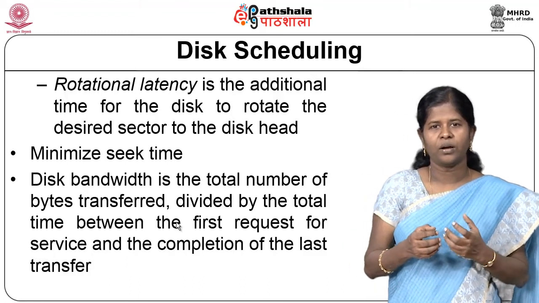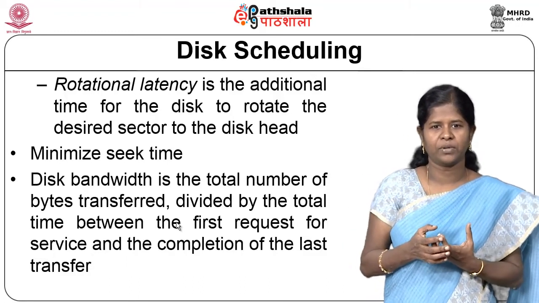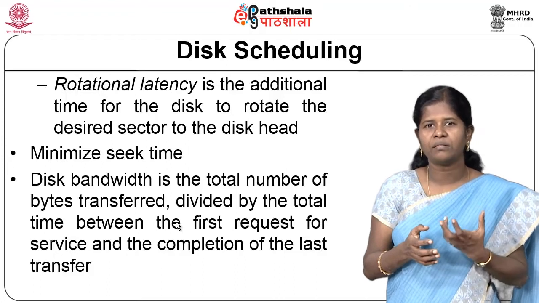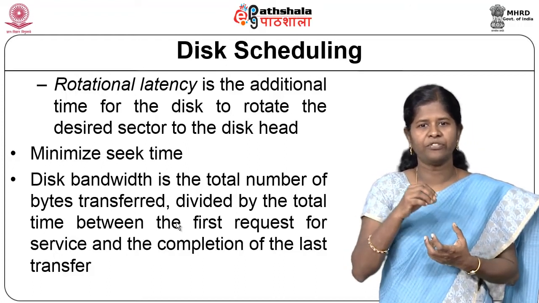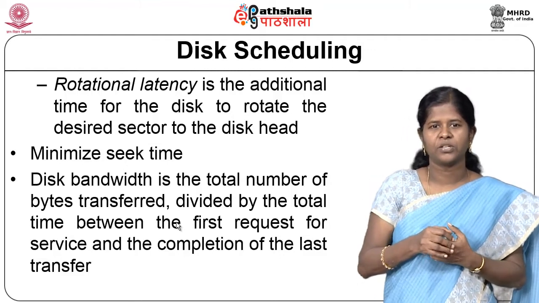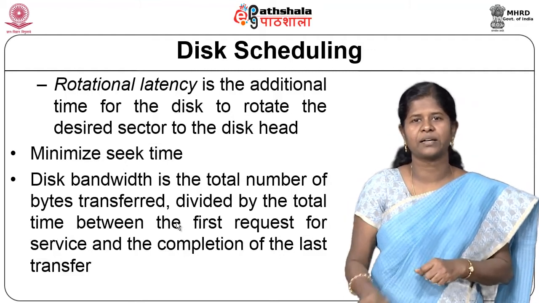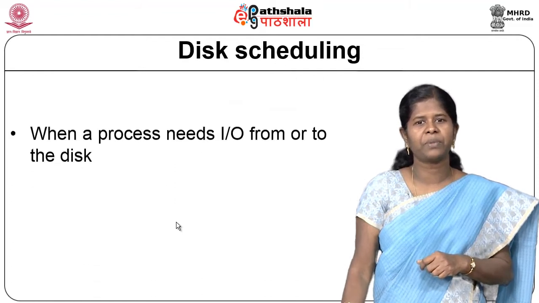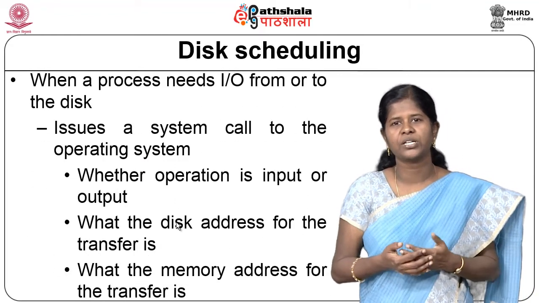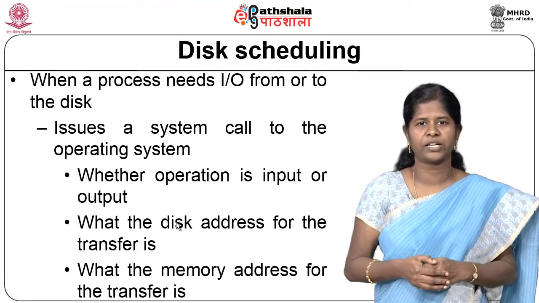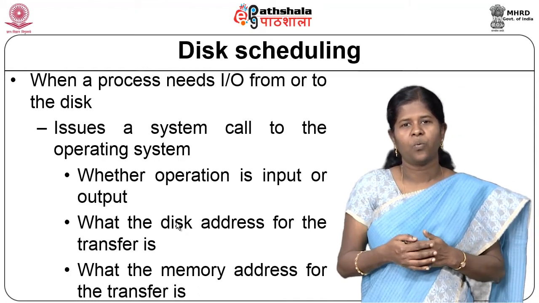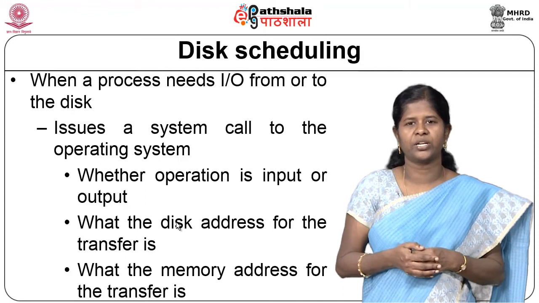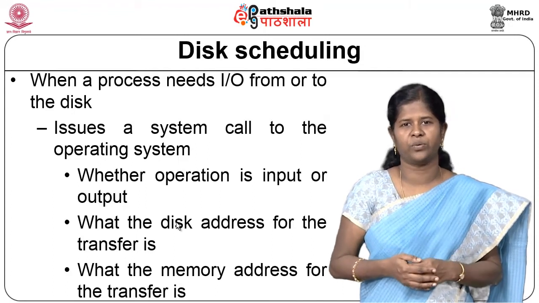So, within a particular period of time, within the time when the transfer started and ended, how much amount of data is being transferred. This is called the disk bandwidth. The disk bandwidth should be as large as possible when you are trying to access data from a disk. And now we will see what happens during disk scheduling, or why you need disk scheduling.